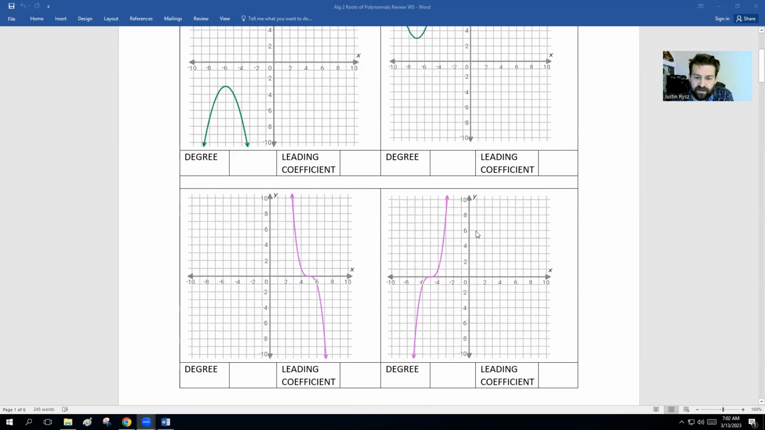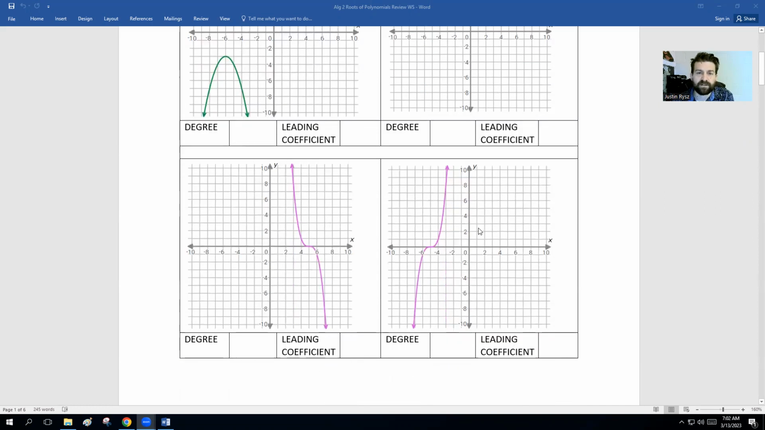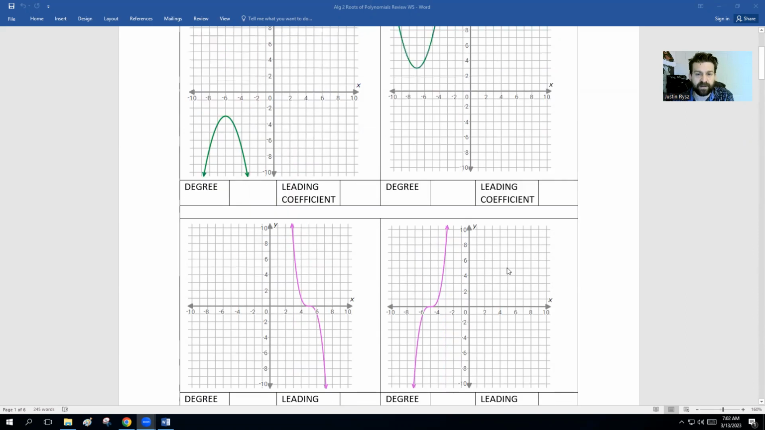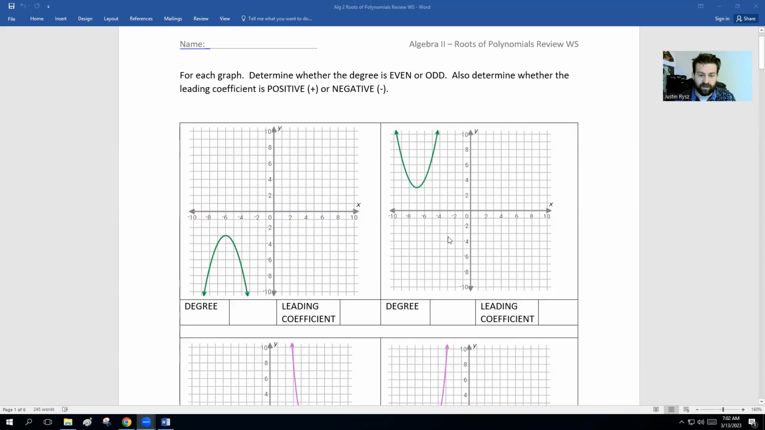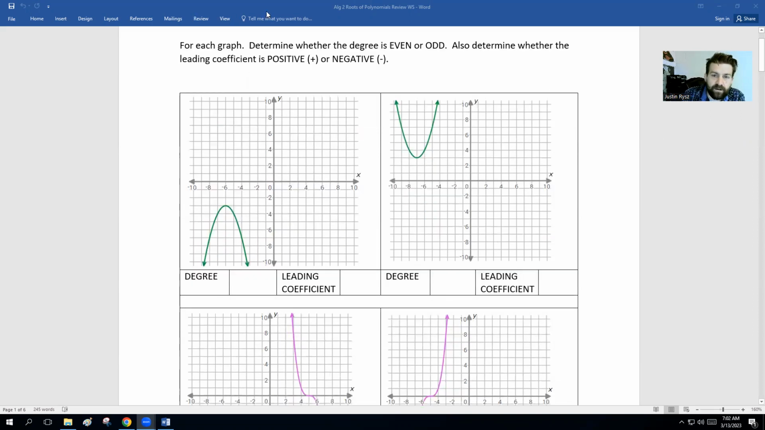Okay, so first off, let's talk about even degree ones. Even degrees either start at the bottom and end at the bottom, or start up high and end up high. So they start and end in the same spot. So these first two up here are both even degree polynomials. Let me get my marker out here and let's mark that down. All right, so we can say this is even, and this one is also even. Now, the difference between positive and negative: positives start up high, end up high. They are positive on the y. Negatives start down low, end down low. Okay, so this first one is an even negative.